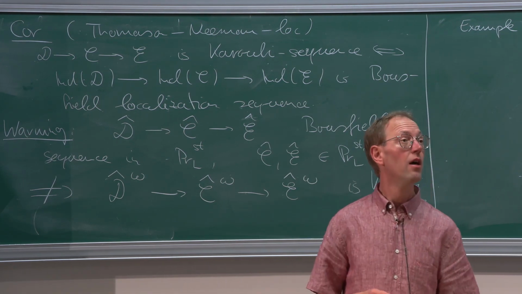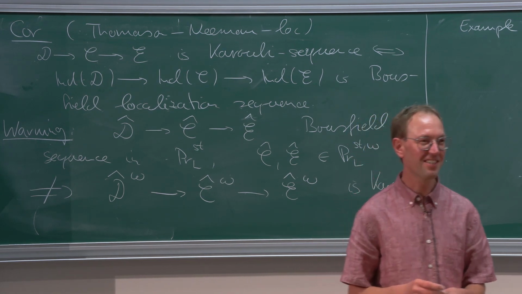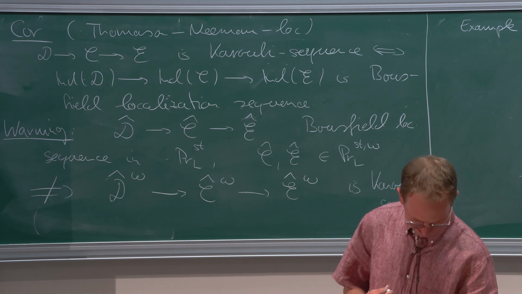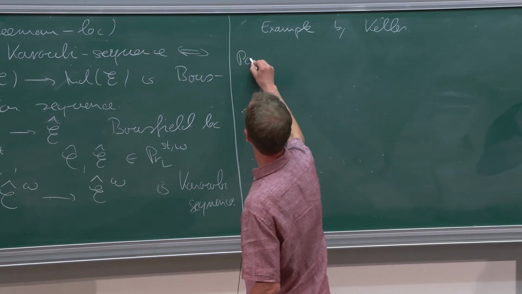Except 0, of course. What? 0 is a compact object. Yes, thanks, except 0. 0 is the only compact object. Okay, but let's maybe see a positive example.